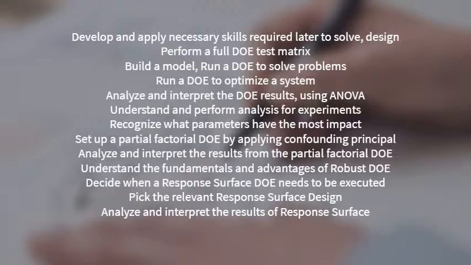Understand and perform analysis for experiments, main and interactive effects, experimental error, normal probability plots, identification of active effects, and residual analysis. Recognize what parameters have the most impact. Set up a partial factorial DOE by applying confounding principle. Analyze and interpret the results from the partial factorial DOE.